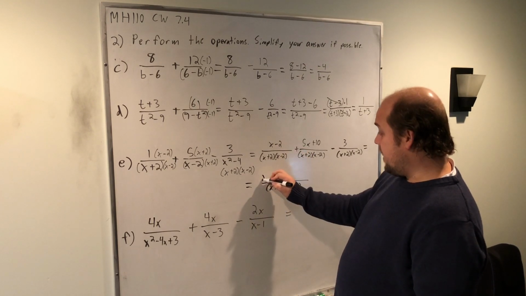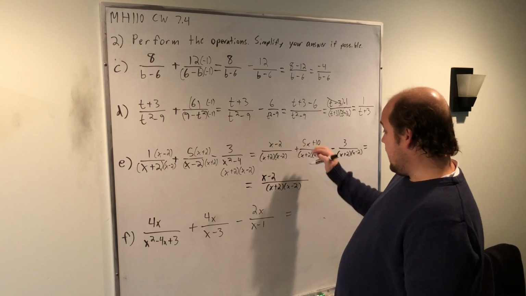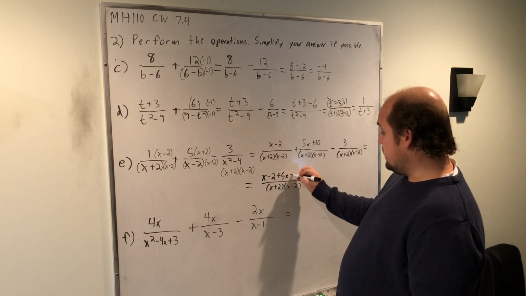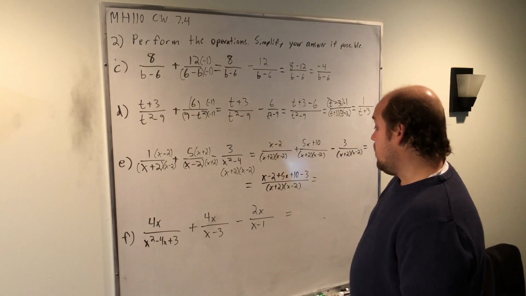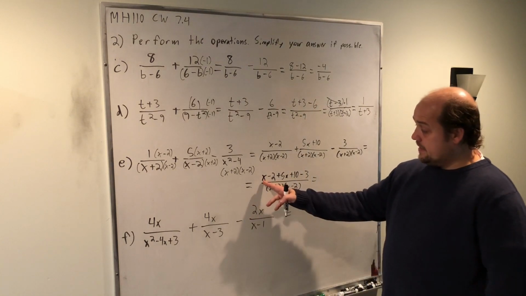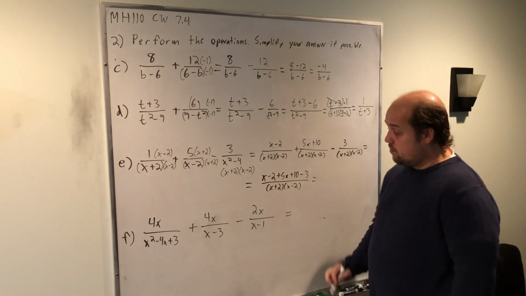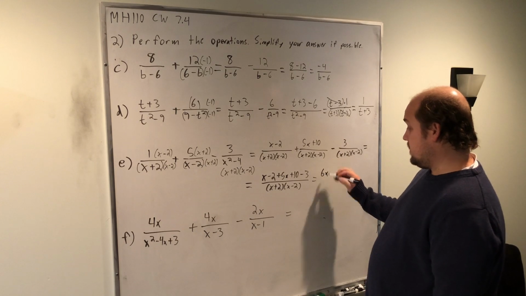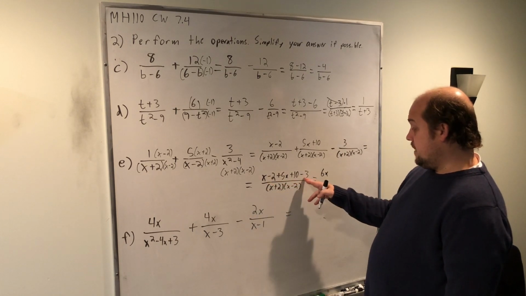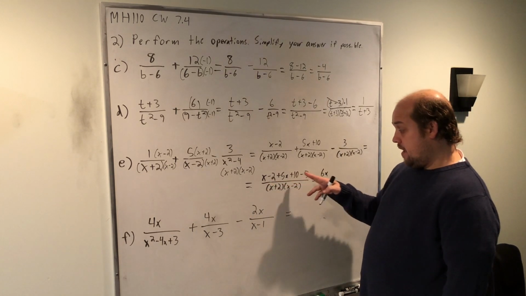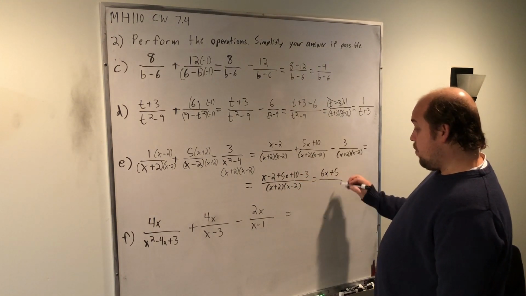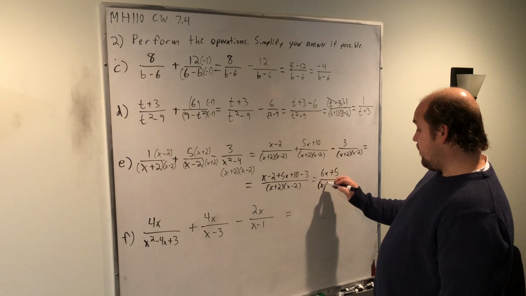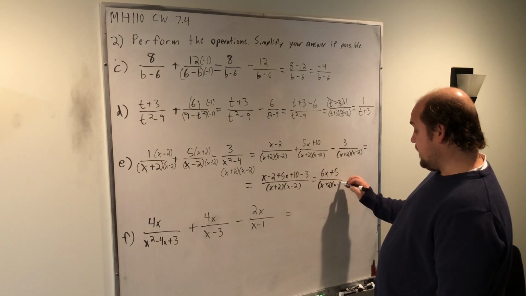The first term, x minus 2, goes here. Then I add to that 5x and 10. Then I subtract from that 3. When I go to combine like terms, this x and this 5x are like terms. They give me a total of 6x. This -2 and this -3 give me -5. When I add that to 10, I get positive 5. So I wind up with 6x plus 5 over x plus 2, x minus 2.